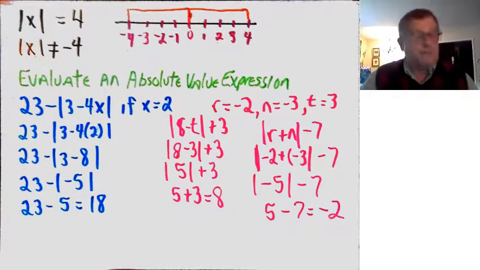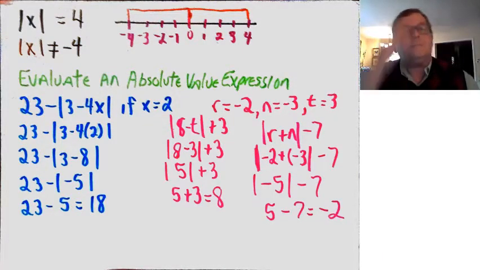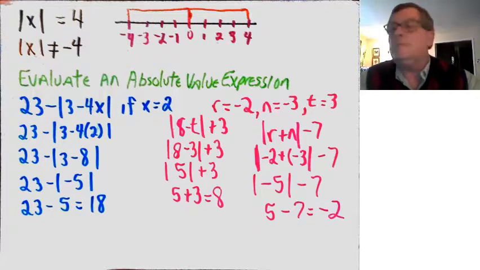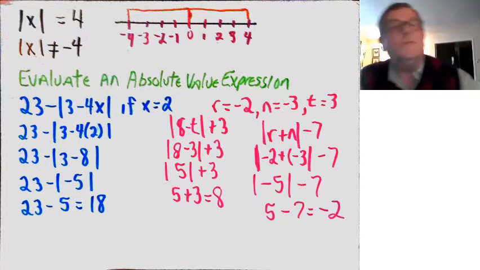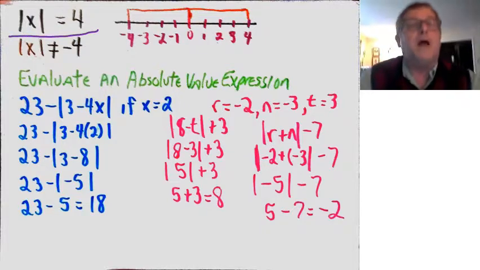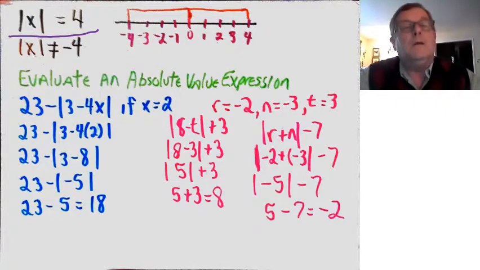Well, let's look at absolute value. Now, here we see an absolute value equation. We've got the absolute value of x equals 4. Here's the thing to always remember about absolute value: whatever's inside the absolute value symbols can be positive or negative, but when it comes outside those symbols, it must be a positive number.